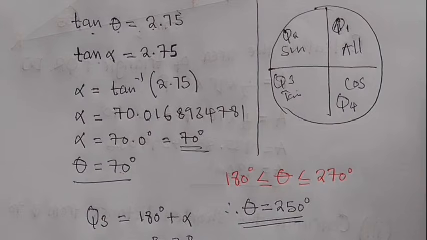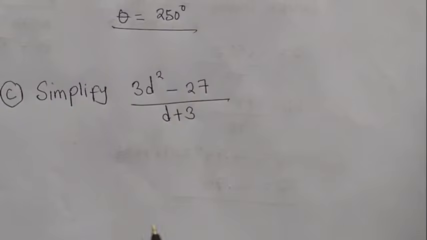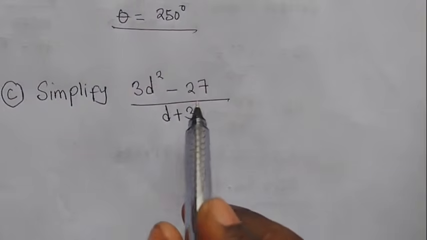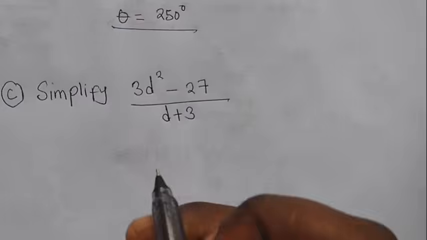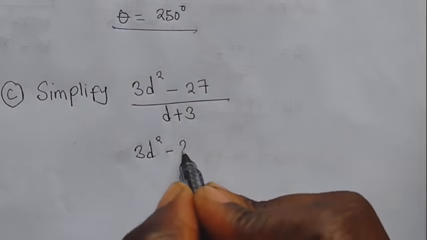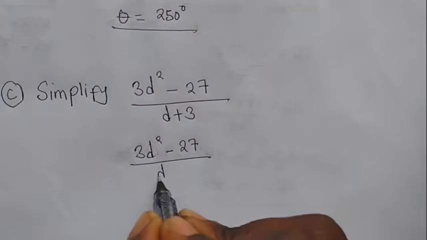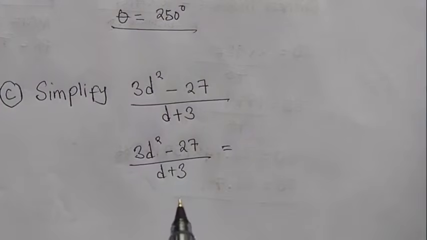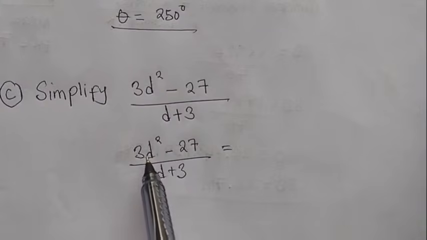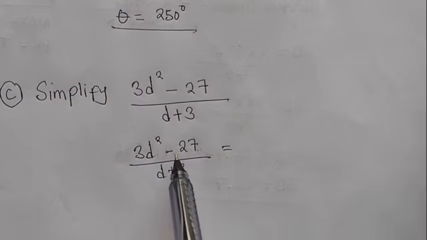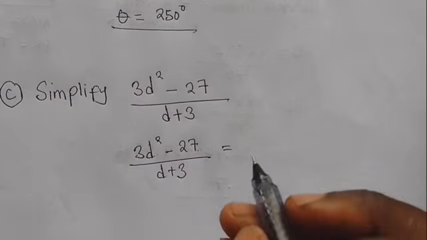We now move on to the last question. All right, guys, so this is our last question. Simplify 3d squared minus 27 over d plus 3. So to simplify this question, first we are going to rewrite the question, which is 3d squared minus 27 divided by d plus 3. So from this stage, we are going to consider the numerator. We have 3d squared minus 27. So in terms of the letters, we only have d. In terms of the numbers, we have 3 and 27. We need to find the highest common factor of 3 and 27, which is 3.